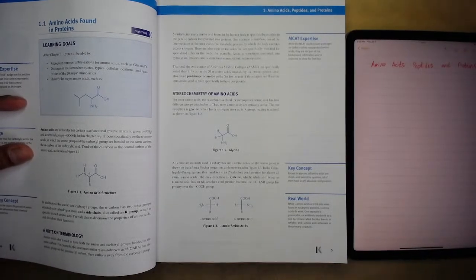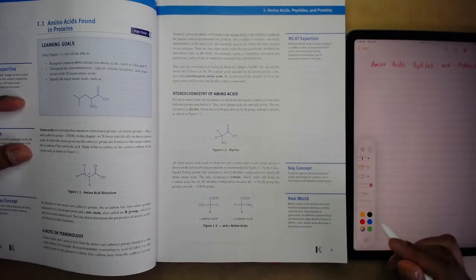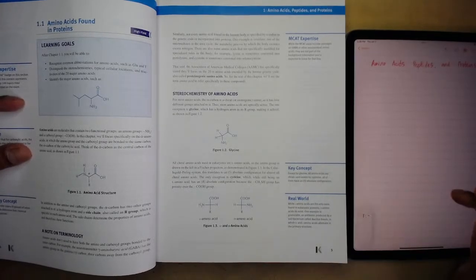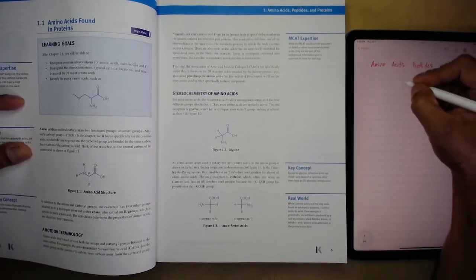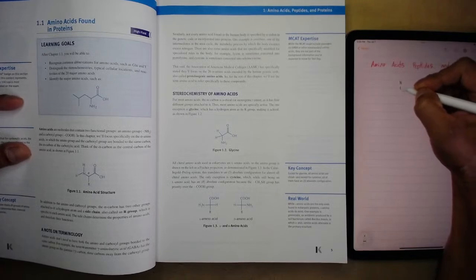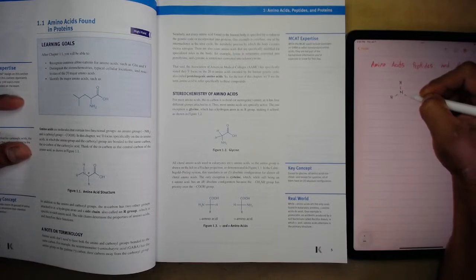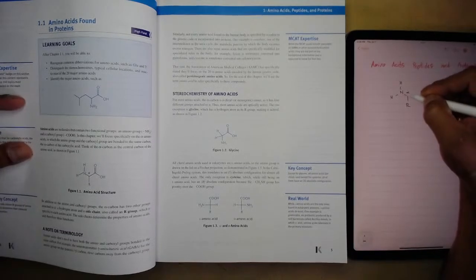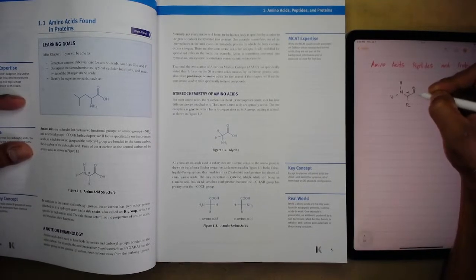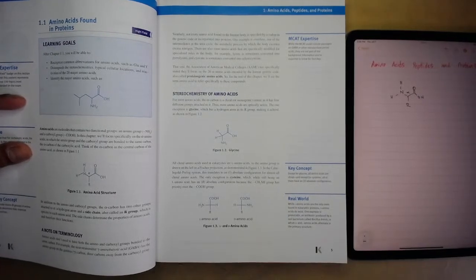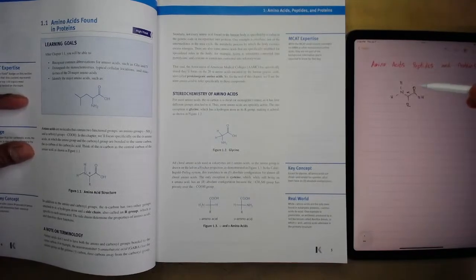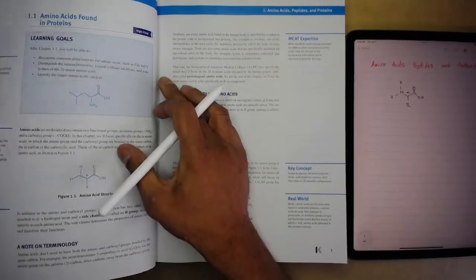So let's draw the basic amino acid structure. We have an H bonded to an N, bonded to another H, bonded to our alpha carbon, which is bonded to an R group, which could just be a hydrogen. And then a COOH, a carboxyl group.